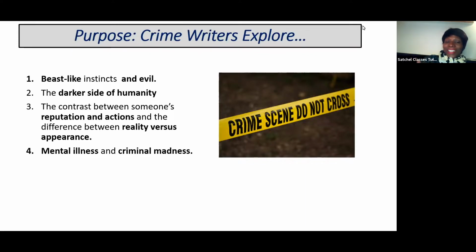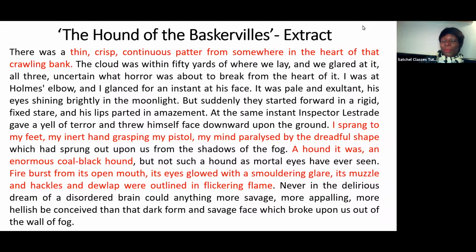They also contrast what someone is known for with what they really do. They look at the difference between the appearance of something or someone and the reality. And they also look at criminal madness, criminal insanity, and mental illness to really think, what does it mean to be insane? What does it mean to be criminally insane? So writers use this genre to explore these issues, and we can see this in this extract from Hound of the Baskervilles. So let's have a look at the extract. We'll read it through together, and then we'll talk about the different aspects of the hound and what language is being used to present it.